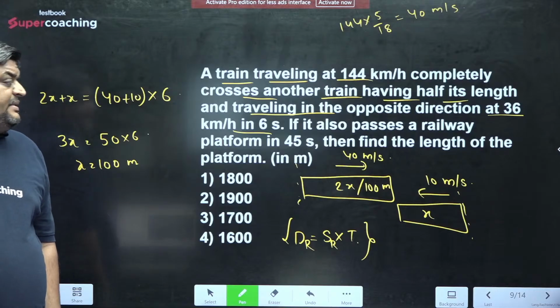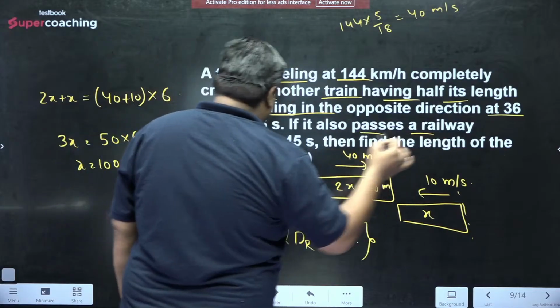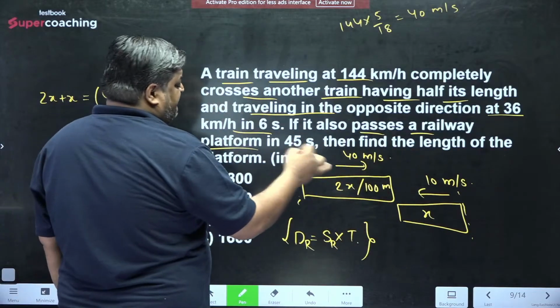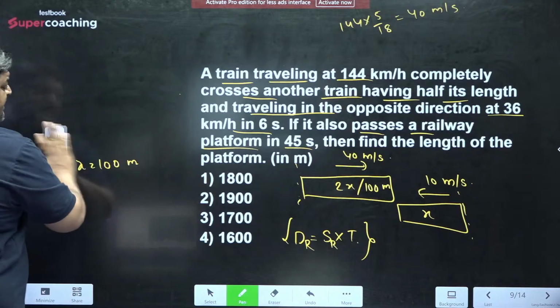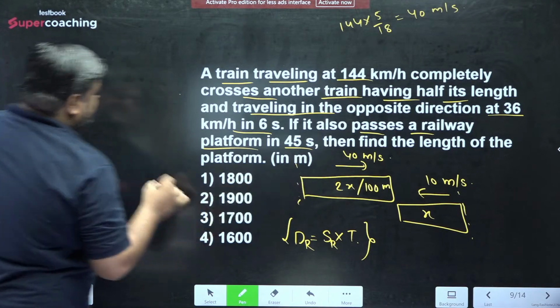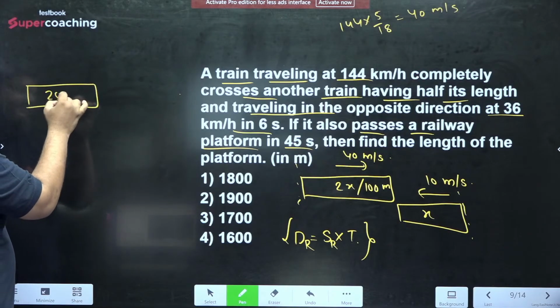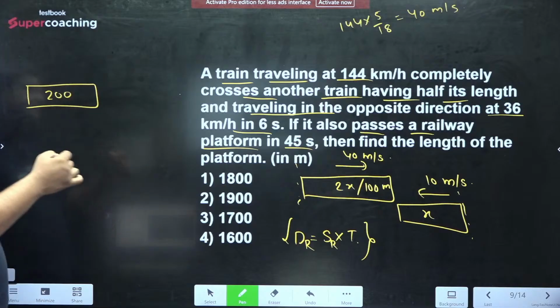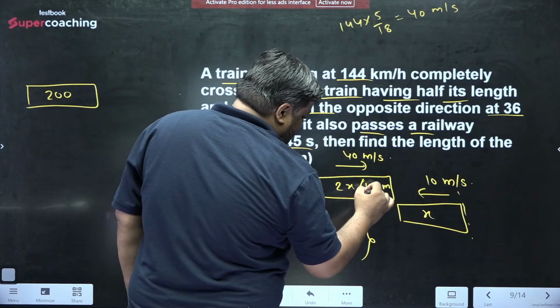And now what did he say? The same train passes a railway platform in 45 seconds. Which train? This train, whose length is 200 meters. X is 100, so this length is 200, not 100 but 200.